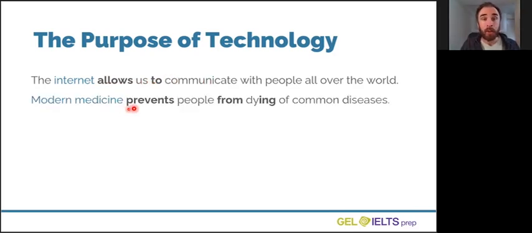Modern medicine prevents people from dying of common diseases. Notice how we use the word prevent. You prevent somebody from doing something. So notice the preposition from and the ing form of the verb.